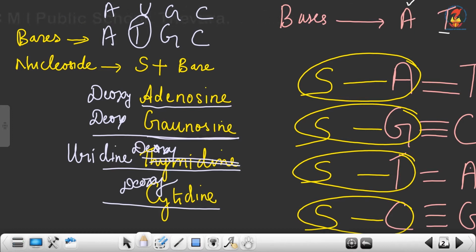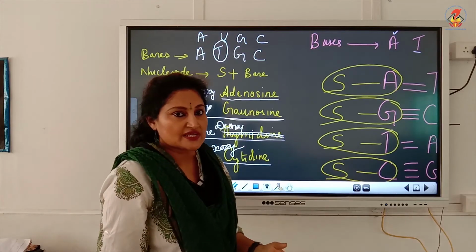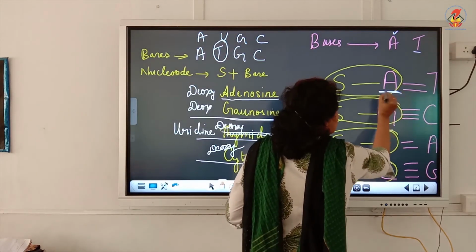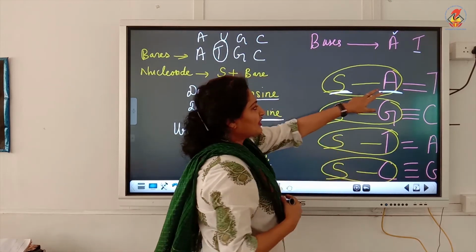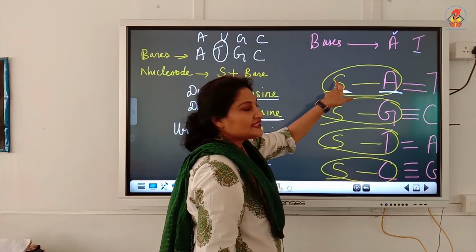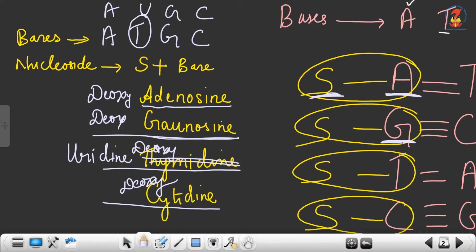I hope you have understood nucleoside. So once again, what is a nucleoside? Nucleoside consists of 2 components. They are the base and sugar. When that nucleoside comprises adenine and the sugar, it's called deoxyadenosine. When it comprises guanine and the sugar, it is called deoxyguanosine. When it comprises thymine and the sugar, it is known as deoxythymidine. When it comprises cytosine and the sugar, it is known as deoxycytidine. It is in the case of DNA.